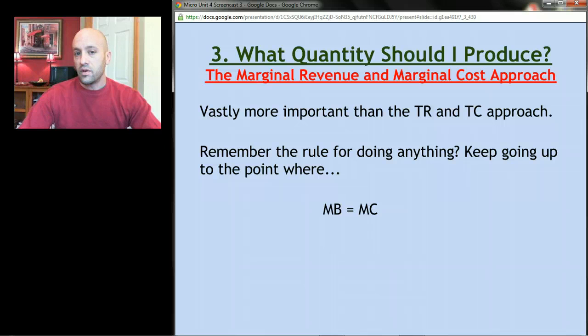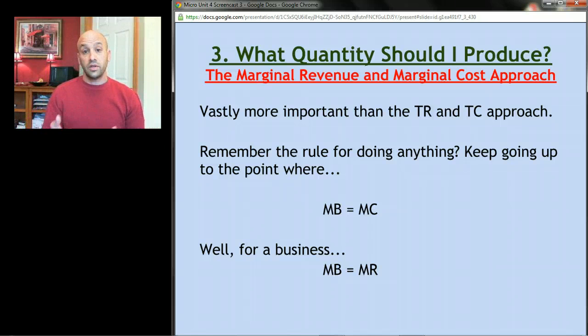Now, putting those in terms that a business can understand, for a business, marginal benefit is the marginal revenue, right? Marginal revenue is how much additional money you're getting for selling an additional unit. And to a business, the benefits are profits, money. So we can equate conceptually marginal revenue with marginal benefit. Marginal cost for a business is simply marginal cost, how much more it costs to produce each unit.